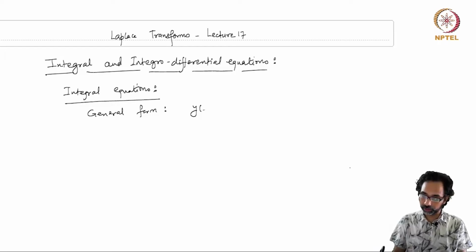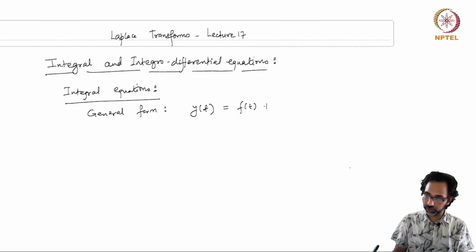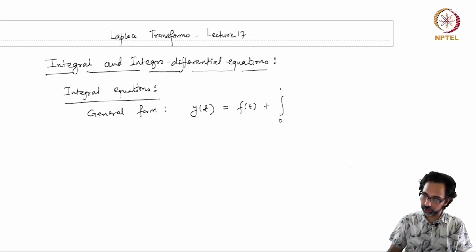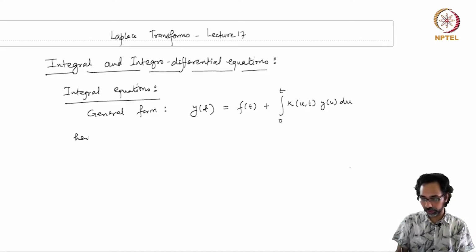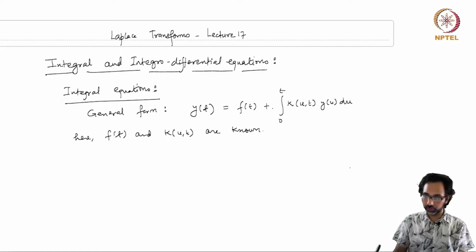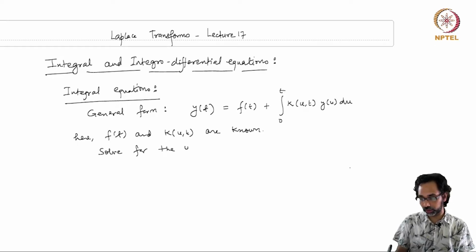is something like y(t), so y(t) is our unknown function. y(t) is equal to f(t) plus the integral from 0 to t of k(u, t) y(u) du. So here f(t) and the function k(u, t) are known functions. So the problem is to solve for the unknown function y(t).